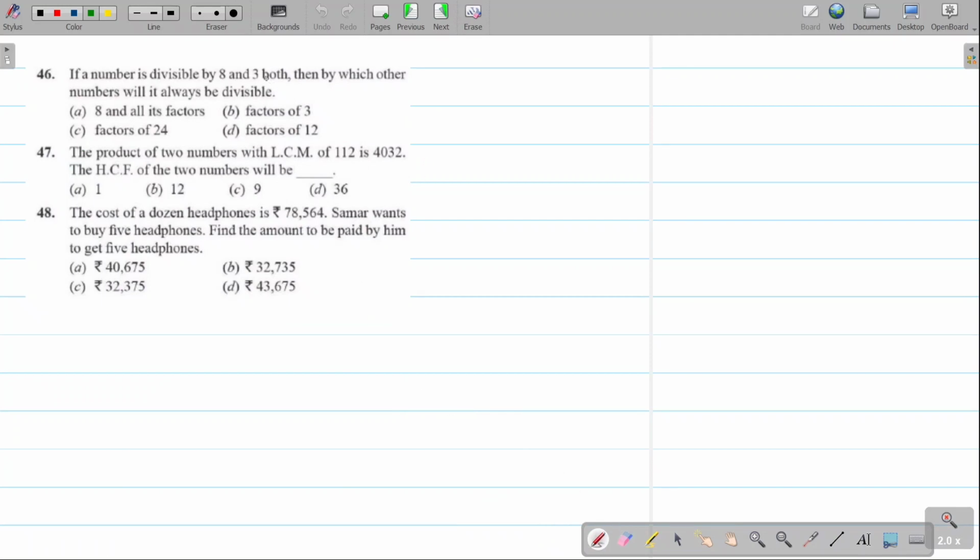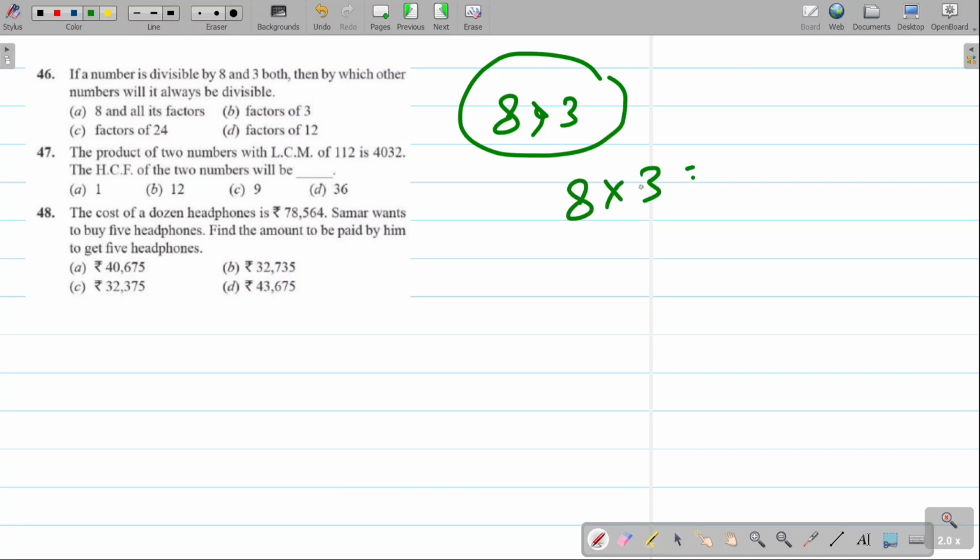If a number is divisible by 8 and 3 both, then by which number will it always be divisible? So yeah, if a number is divisible by 8 and 3, we know that 8 and 3 are co-primes. So the multiplication of 8 and 3 is 24. So this number, whatever the number is, it will be divisible by all the factors of this 24. So option number C will be correct.